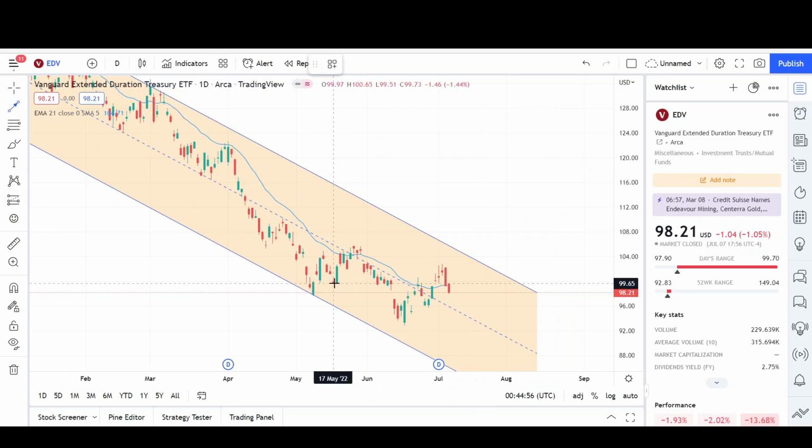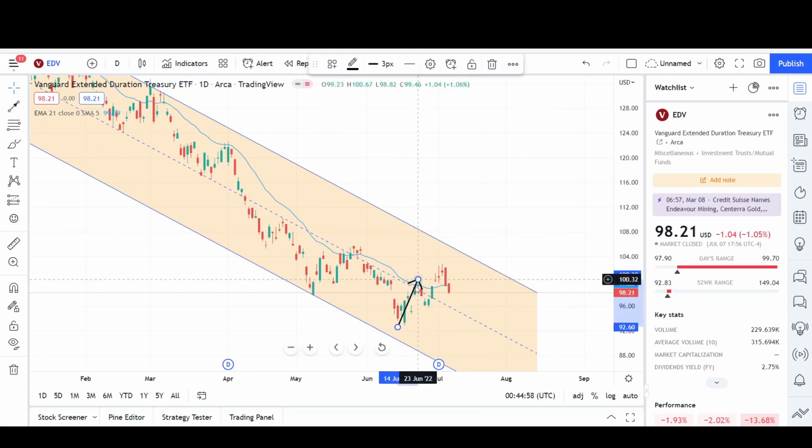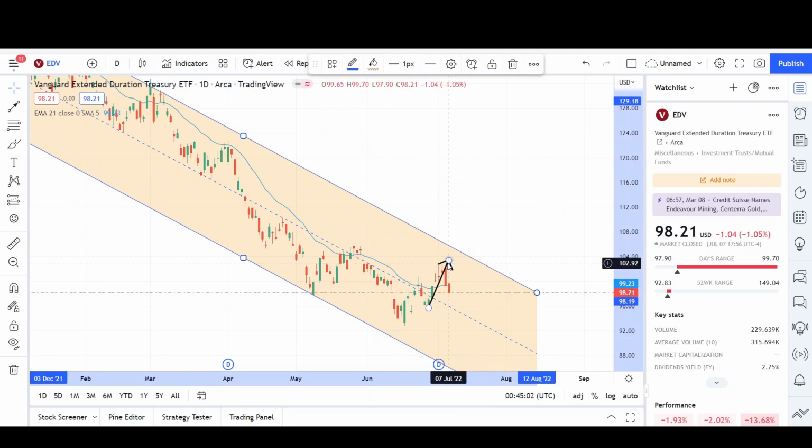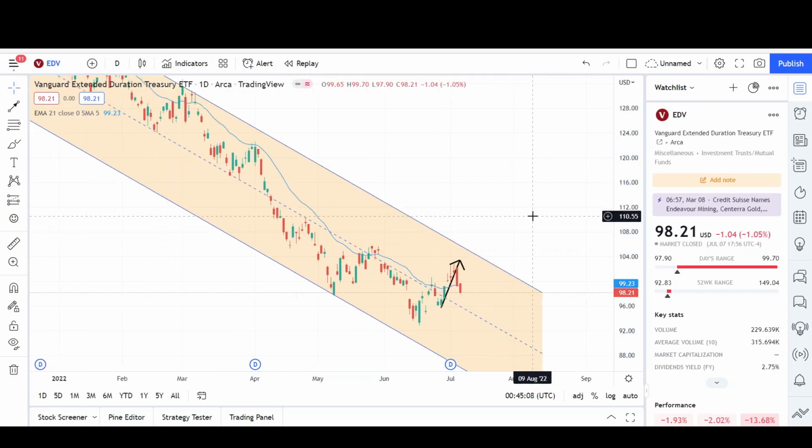You can see that we had two legs up. This is the first leg up right here. This was the second leg up. Prices reached the target around the 102, 103 level, sold off. We got back below the EMA, so that's not a good sign.